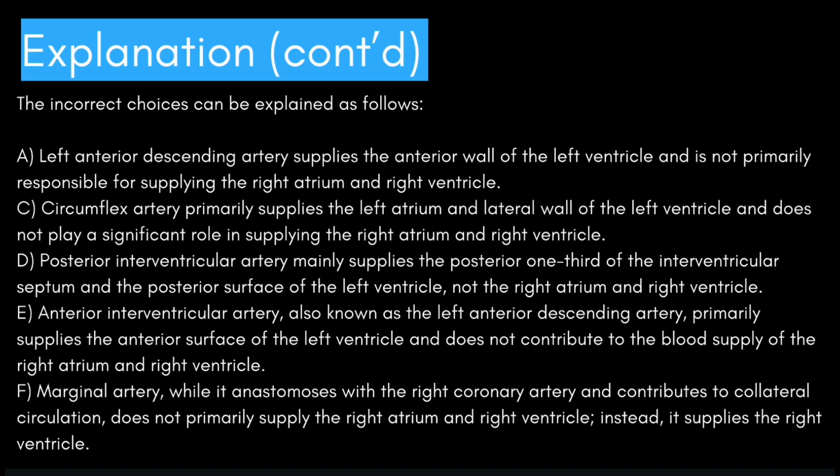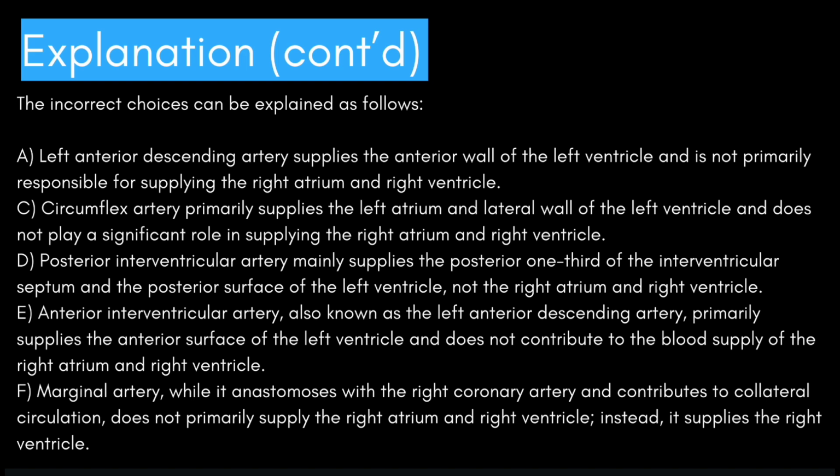Left anterior descending artery supplies the anterior wall of the left ventricle and is not primarily responsible for supplying the right atrium and right ventricle. Circumflex artery primarily supplies the left atrium and lateral wall of the left ventricle and does not play a significant role in supplying the right atrium and right ventricle. Posterior interventricular artery mainly supplies the posterior one-third of the interventricular septum and the posterior surface of the left ventricle, not the right atrium and right ventricle.